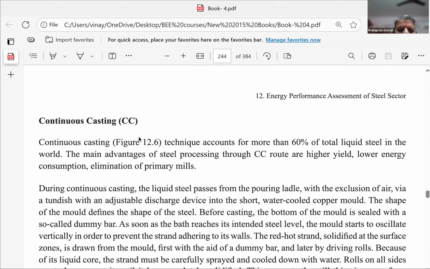When you pour the metal in the mold, it is called a casting or pouring process. Both the words are identical. So this continuous casting is very useful for a large manufacturing plant.